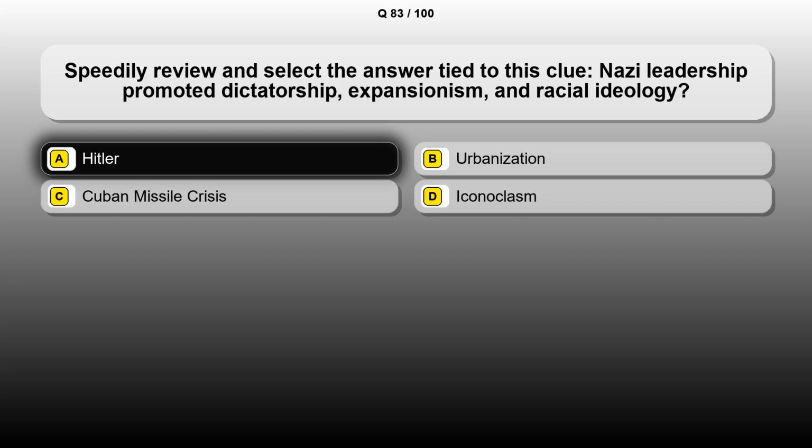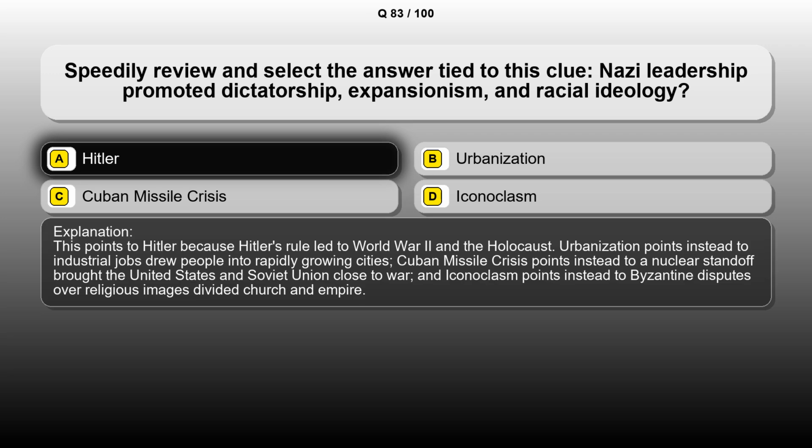The correct answer is option A, Hitler. This points to Hitler because Hitler's rule led to World War II and the Holocaust. Urbanization points instead to industrial jobs drawing people into rapidly growing cities. Cuban Missile Crisis points instead to a nuclear standoff that brought the United States and Soviet Union close to war. And iconoclasm points instead to Byzantine disputes over religious images that divided church and empire.